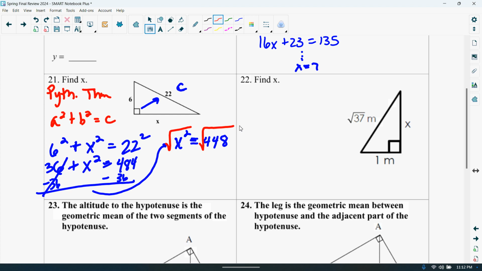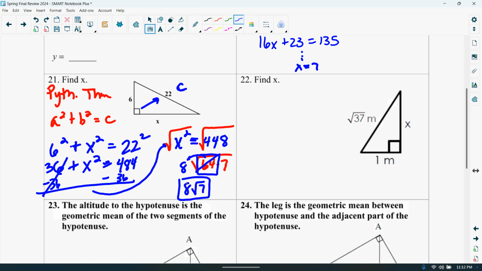This is not a perfect square, so we need to simplify it. A large perfect square that goes into it would probably be 16. Is there one larger than 16? Yeah, 64. So remember when we simplified, 64 is a perfect square, so we take the square root of that. It comes out as an 8, so this would be 8 root 7.